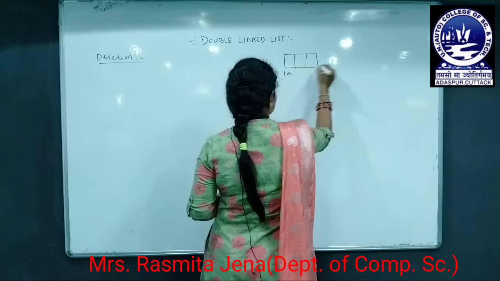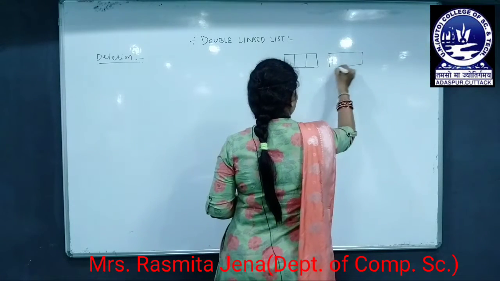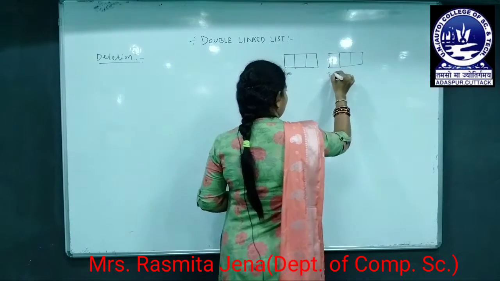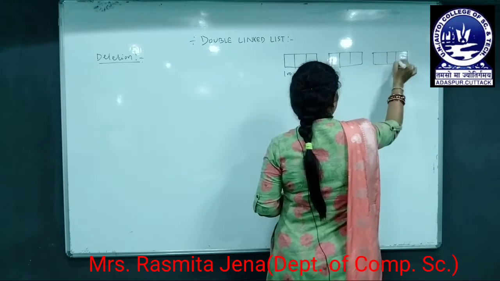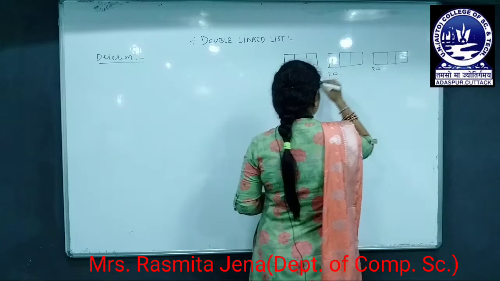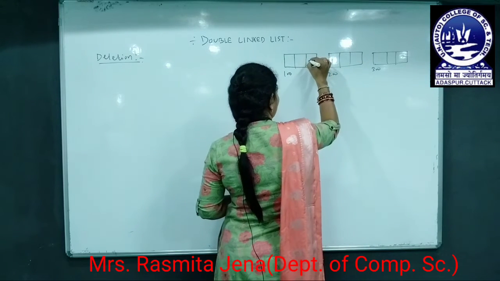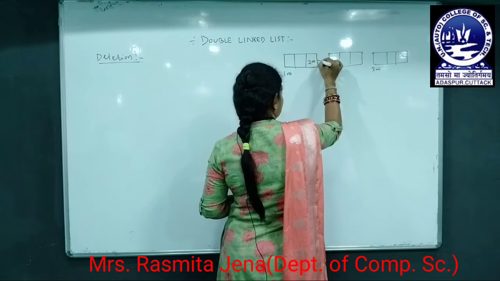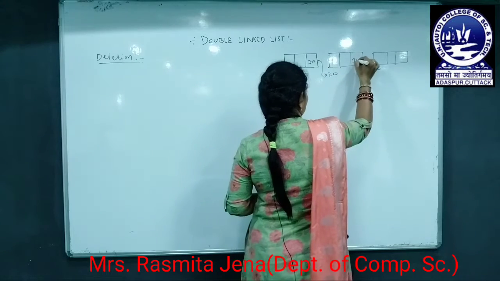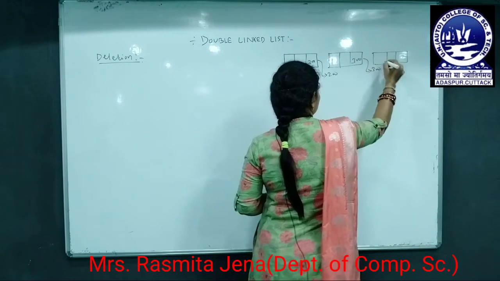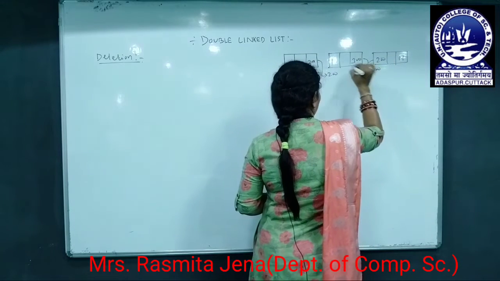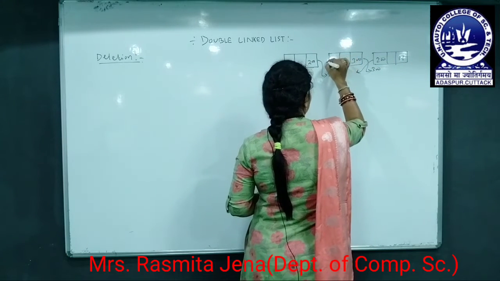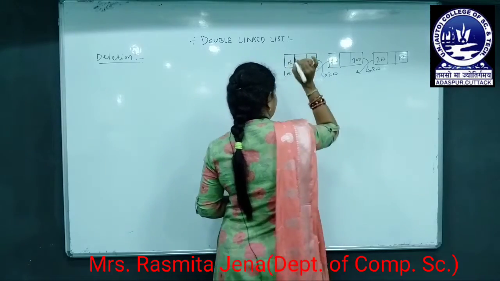Suppose these 3 nodes are located at 3 different locations, that is at 100, 200 and 300 locations respectively. As it is a double linked list, we can move in forward as well as backward direction. So, this is the forward traversing and this is the backward traversing. Now we will start the deletion operation in double linked list.